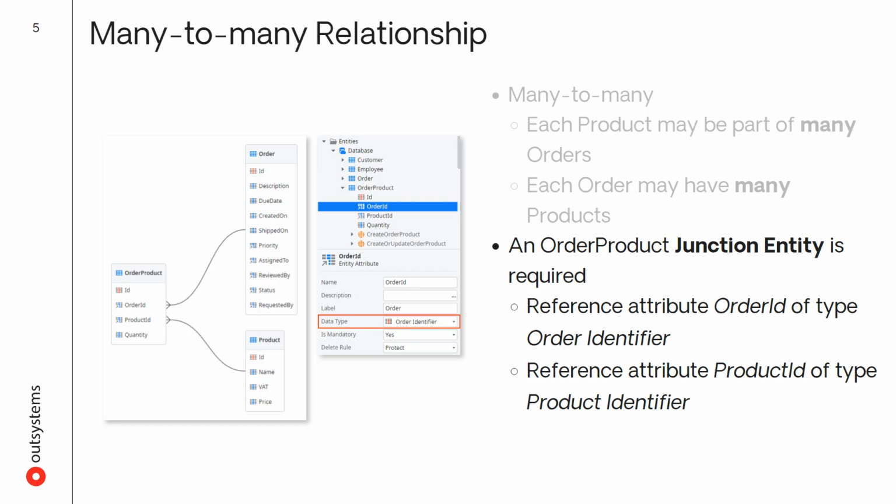The many-to-many relationship is then created by setting the data types of these two attributes to be entity identifier. This junction entity has its own identifier attribute, which is independent from the identifier attributes of the other entities. Also, it can have other attributes if needed, like the quantity. Let's see how we can easily create this relationship in ODC Studio.